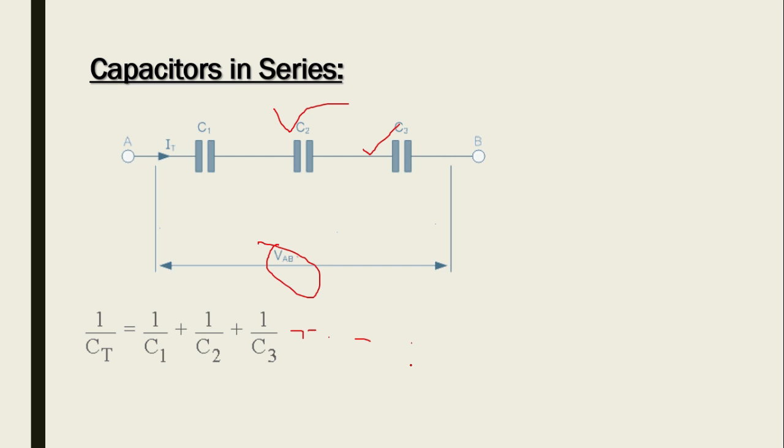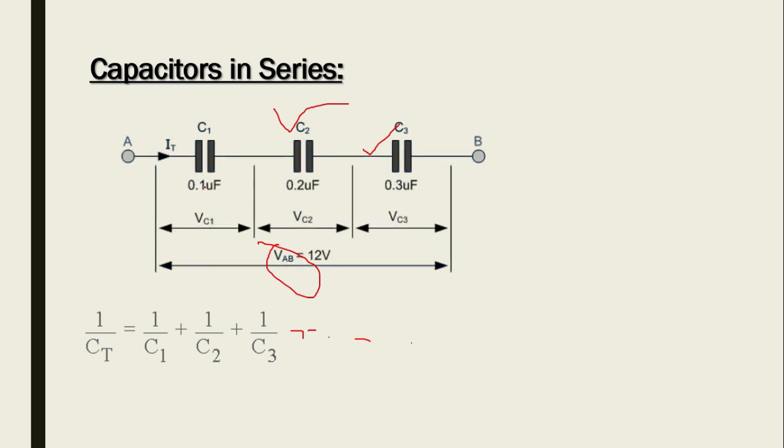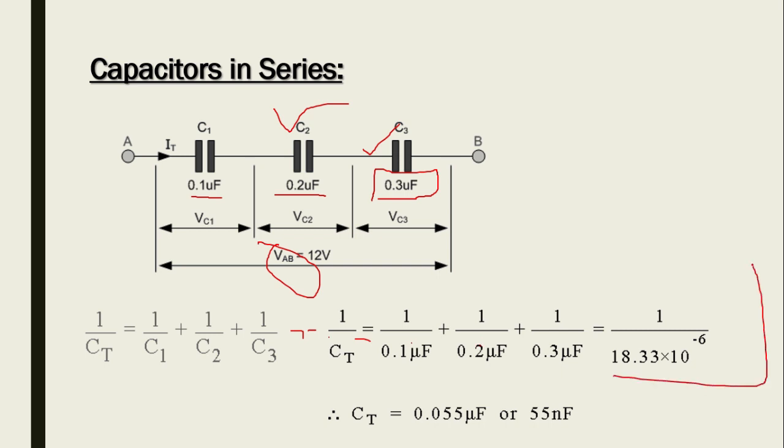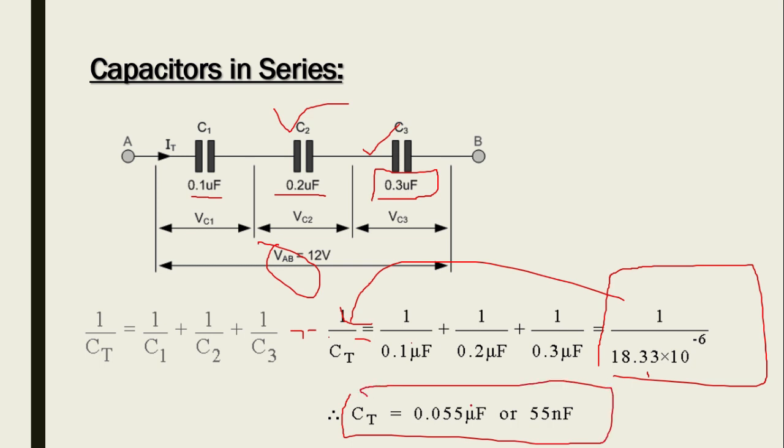Now let us consider some numericals for this one. Let us consider the same values as we considered for capacitors in parallel, that is C1 is 0.1 microfarads, C2 is 0.2 microfarads and C3 is 0.3 microfarads. Then the equivalent capacitance is given by 1 by CT equals 1 by 0.1 microfarads plus and so on, and if you solve this one, finally you will get CT equals 0.055 microfarads.